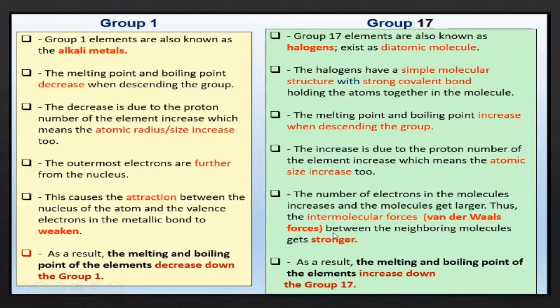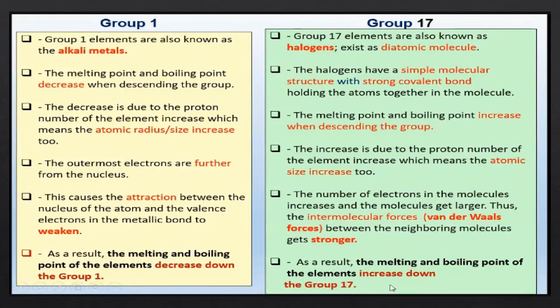Okay, if you have watched my video before, van der Waals forces depend on the number of electrons, and the number of electrons is based on the size of the atom or molecule. When the size of the atom or molecule gets bigger, the number of electrons increases, so the polarizability of the molecule increases as well. For this, you have to go through my video. The van der Waals forces between neighboring molecules get stronger. As a result, the melting and boiling point of the element increase down the group.